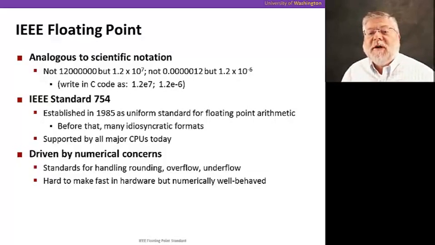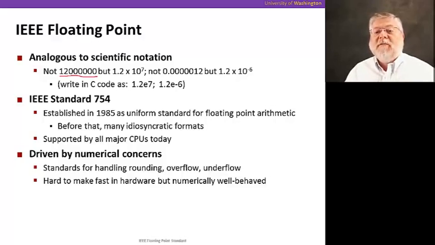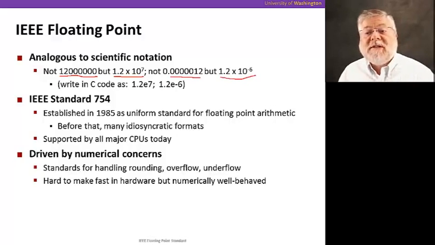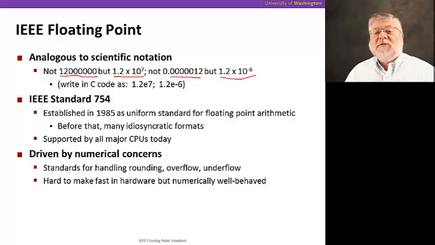You remember maybe in some of your science classes that you wouldn't represent a number like 12 million written with all those zeros behind it, but rather as just 1.2 times 10 to the 7th. Similarly, a really tiny number like 0.000012, we can represent as 1.2 times 10 to the minus 6th. In fact, C supports this notation by letting you describe floating point numbers as 1.2E7 and 1.2E-6 for the two examples above.